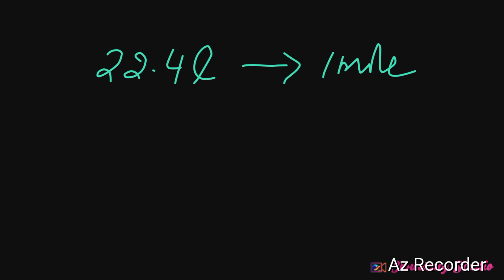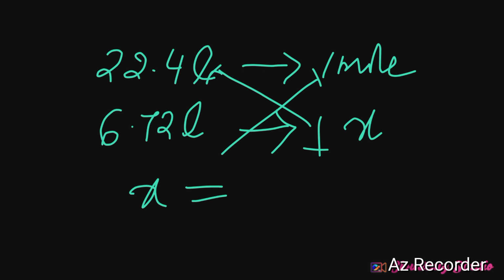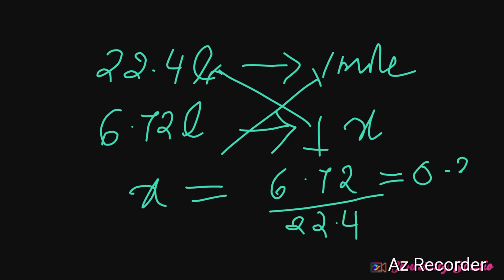Since 22.4 liters is equivalent to 1 mole, we now need to find how many moles of oxygen will be present in this 6.72 liters of oxygen gas. So we need to just cross multiply. On cross multiplying we will get x equal to 6.72 divided by 22.4, which will be 0.3. So the number of moles of oxygen present in 6.72 liters is 0.3 moles.